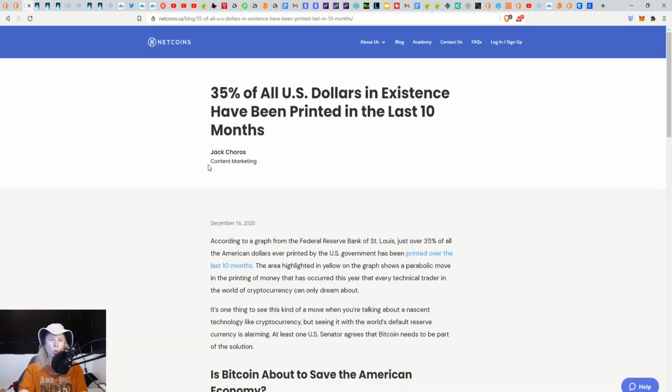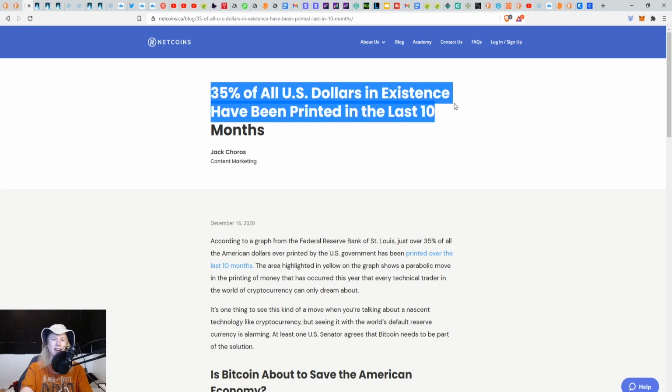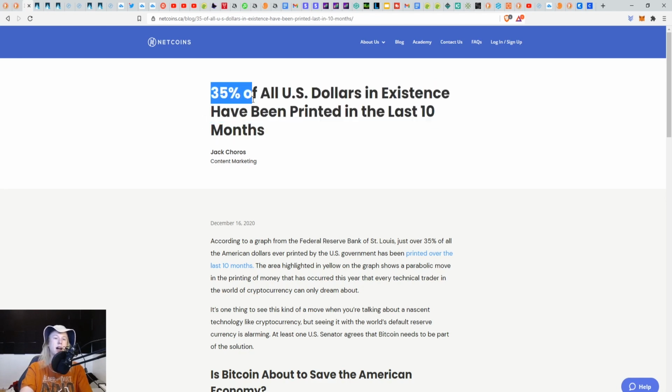Now, one other thing I want to talk to you guys about that is very important when it comes to me taking profits. This is a little infographic that I wanted to share with you guys because I don't think a lot of people even realize how much money has been printed in the last year. 35% of all US dollars in existence have been printed in the last 10 months. And I actually think that this number has climbed because of the recent stimulus that just got passed.